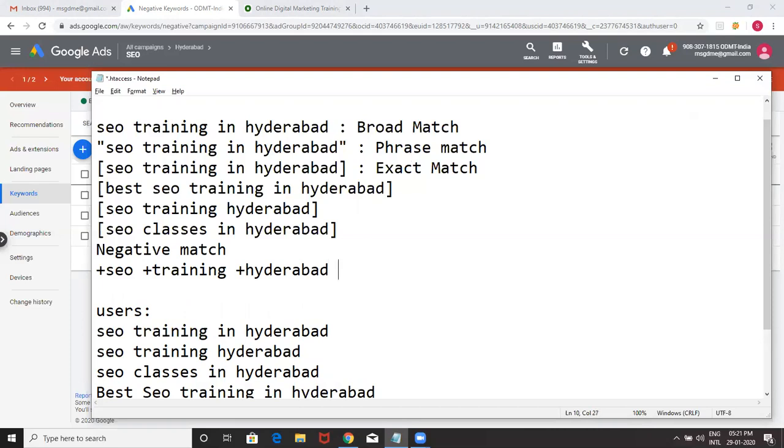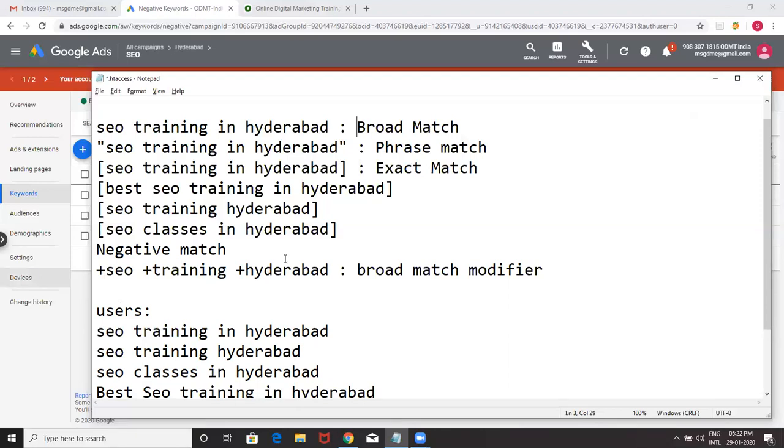This is called broad match modifier. So the problem with the broad match is if a single word matches, the ad will come. That is a problem. Now to overcome this, they came up with a broad match modifier. In the box, you have to mention plus SEO, plus training, plus Hyderabad. Any word before that, use the plus symbol. How does this work? This means whenever the customer types the keywords, these three words are mandatory.